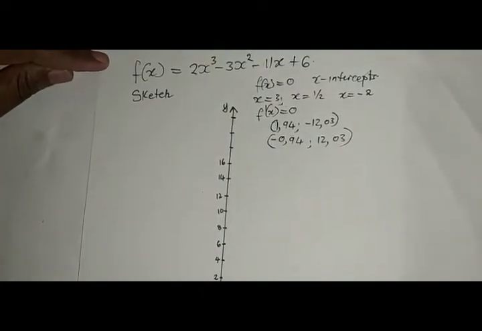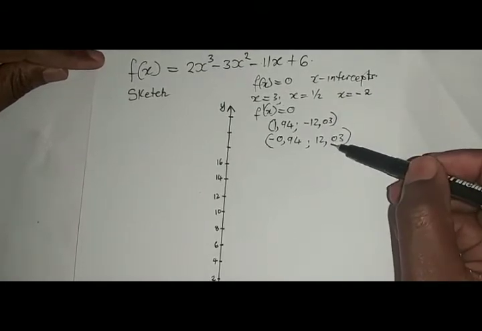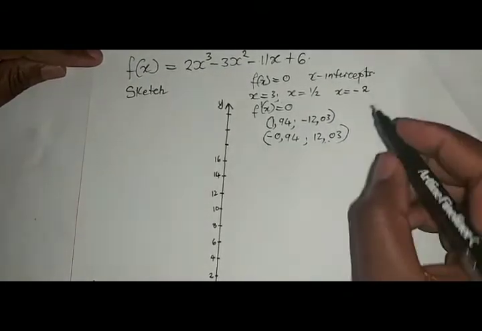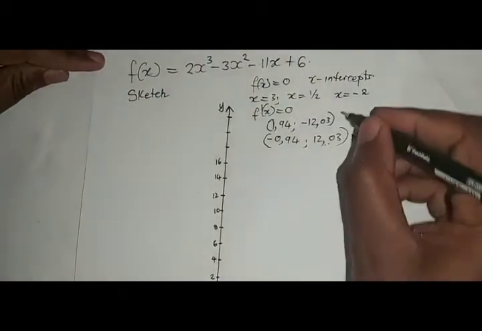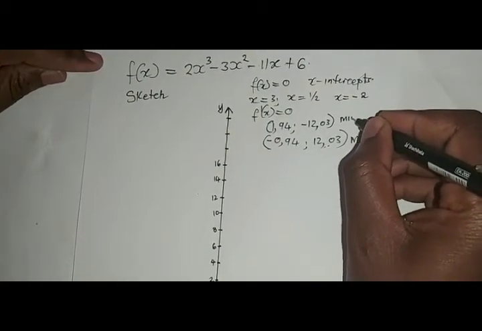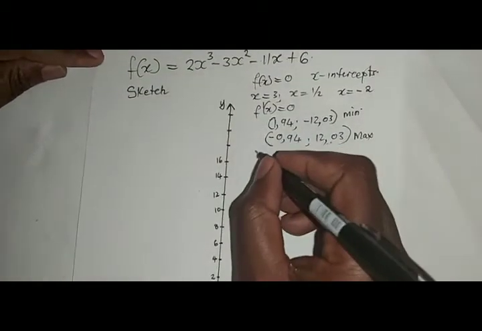And finding the difference, can you see that the y value here is smaller and this is bigger? So the one with the bigger y value becomes our maximum turning point, and this one becomes the minimum turning point.